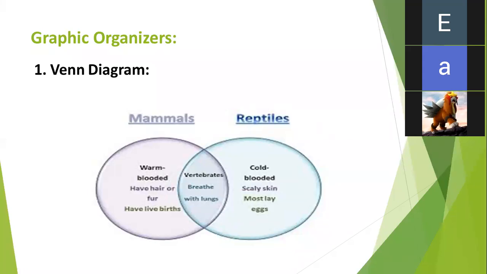All right, let's see this example, mammals and reptiles. They are warm-blooded, they are cold-blooded, and these are the differences, and they both are vertebrates. This is the similarity. Have hair or fur, they have scaly skin, and they both breathe. They are mostly used in science. Yes, I know, but I'm just giving you an example to make it obvious how the Venn diagram is used. So it's quite obvious.